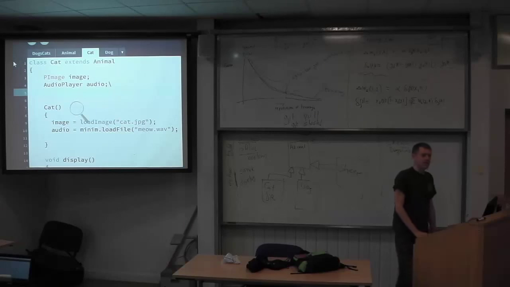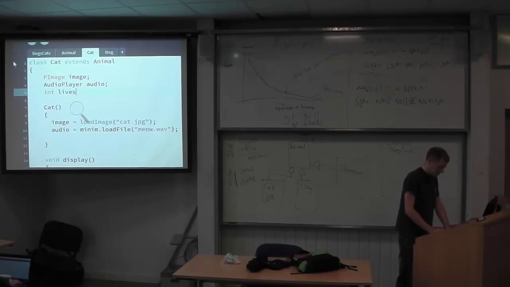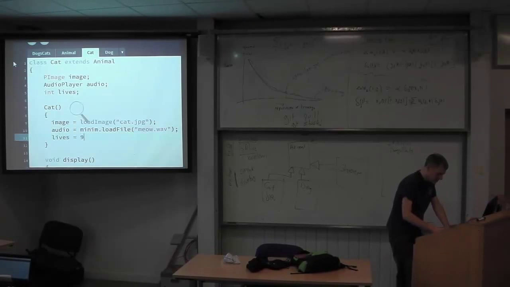The one thing... Everybody just be quiet for a sec, will you? The one thing we wanted to add to this was the number of lives. So let's go int lives. And in the cat constructor, let's go lives equals 9. And then we wanted to add one additional method called die on the cat.